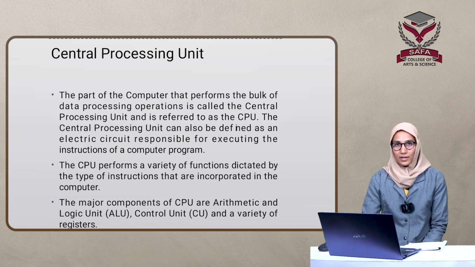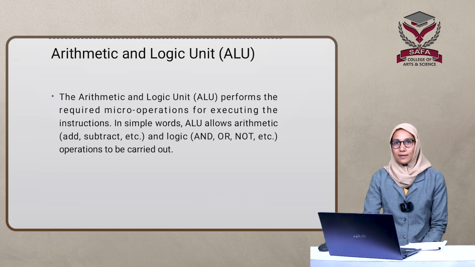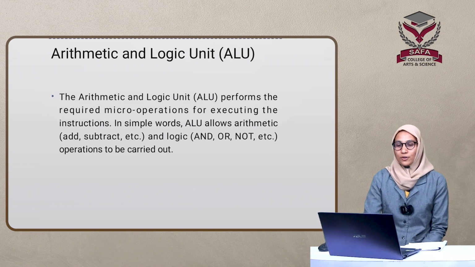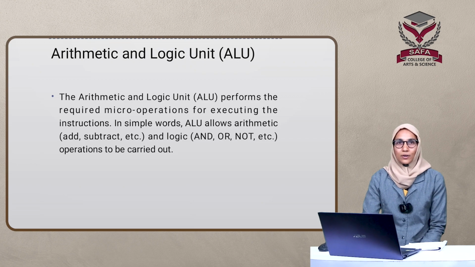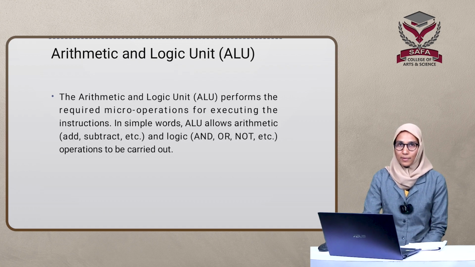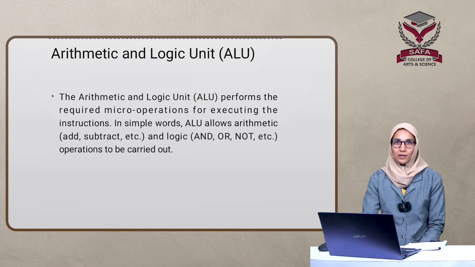The major components of the CPU are the arithmetic and logic unit, control unit and some registers. Then the arithmetic and logic unit. What is the use of the arithmetic and logic unit? It performs the required micro operations, like addition, subtraction, multiplication and division, and logic operations like AND, OR, NOT. These can be done by using the arithmetic and logic unit.